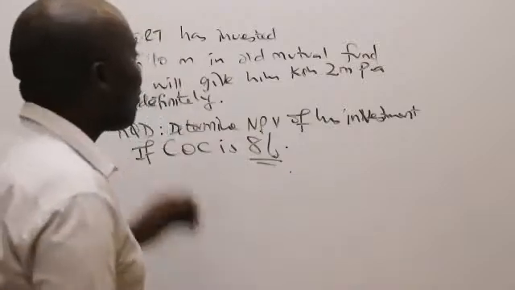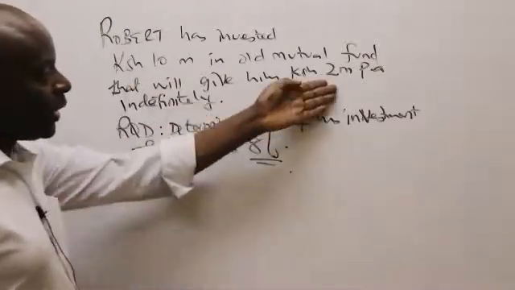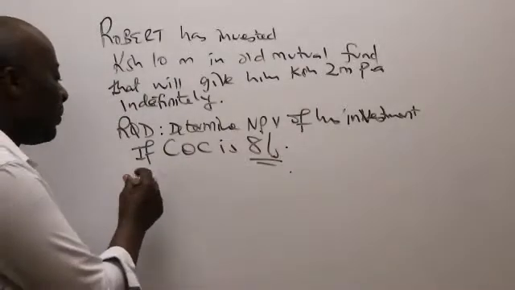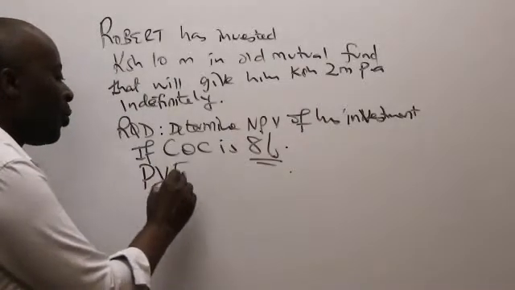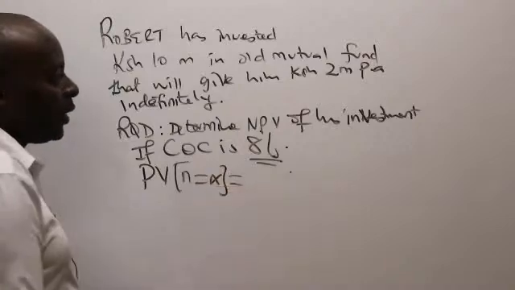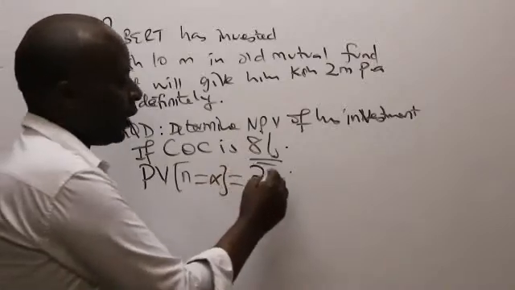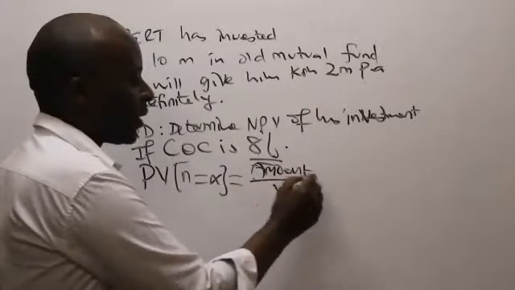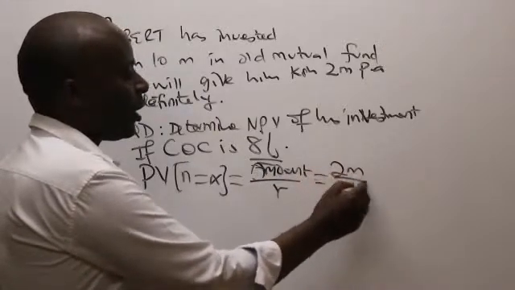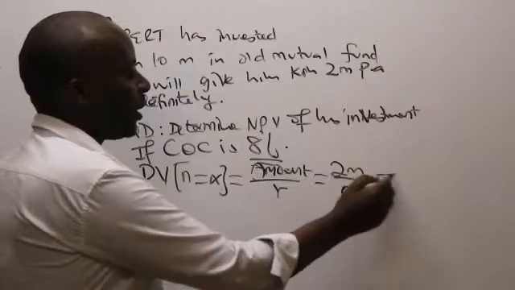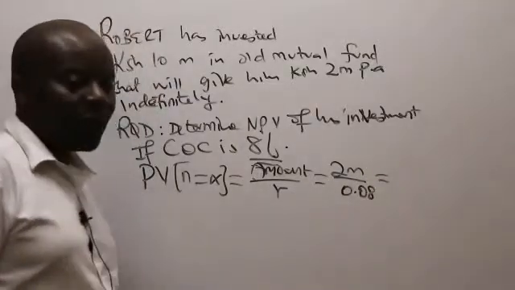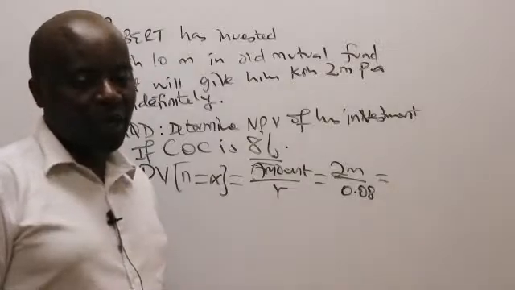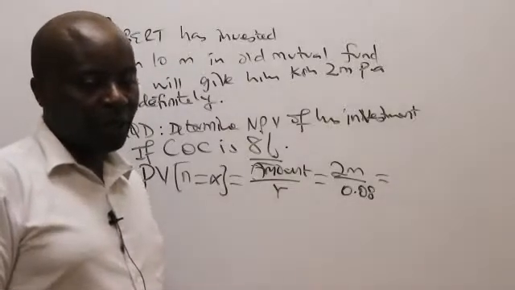What those students have realized, number one, is that this for sure is an annuity. And if it's an annuity without an end in sight, then I'll be calculating what we call the present value when n is infinity, which will be 2 million divided by, remember the formula, it's amount divided by R. So amount here is 2 million divided by R of 0.08. So 2 million divided by 0.08 will end up giving us what figure?